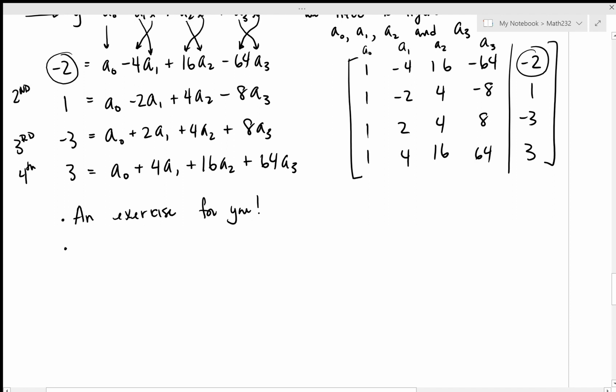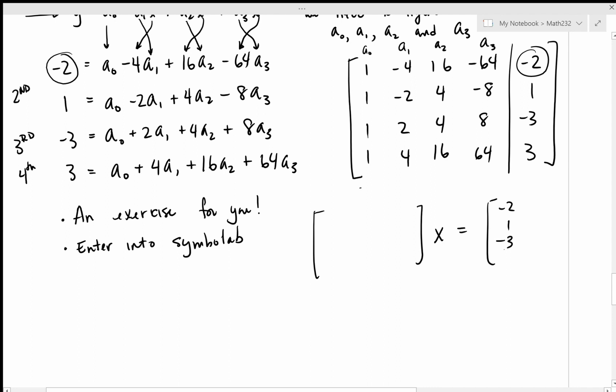Make sure you can do it by hand, and then learn how, for example, to enter this into Symbolab. You'll enter this matrix times x equals this vector. That's how you'll enter it here. I'm going to put the numbers here for us to see. Like that, you enter this into Symbolab. Spend whatever the 10 minutes it takes figuring out how to do that. It's helpful even when you do it by hand so that you can check your answers.